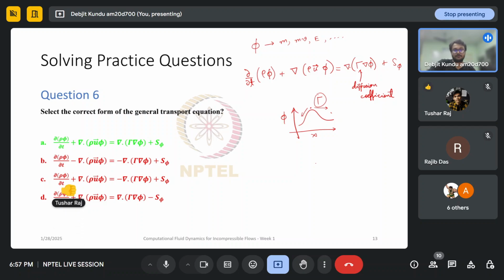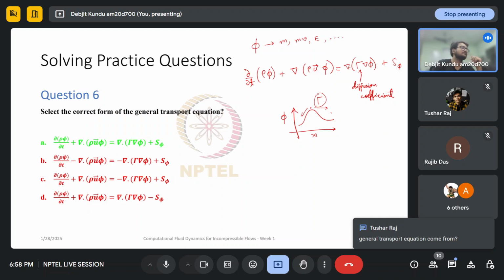So for momentum, this will be viscosity. If it's energy, it becomes thermal diffusivity. If it's some species, let's say water and oil is a bad example, let's say sugar syrup and water, the concentration of sugar would also diffuse from regions of high concentration to low concentration. In that case, the diffusion coefficient of sugar would replace this gamma.